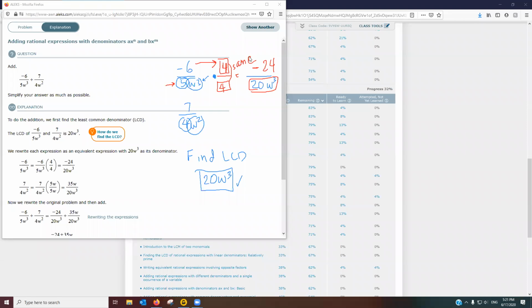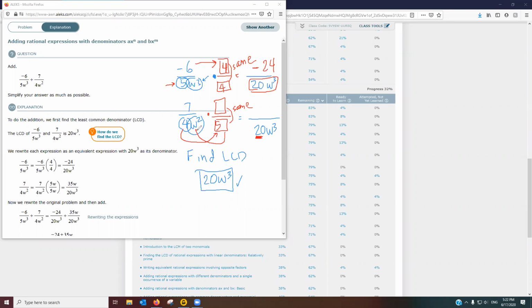All right, I'm going to do the same thing for this other fraction. I want to end up with this denominator 20w to the 3. So I'm going to multiply this by some quantity over itself. Remember, these two boxes have to be the same. All right, well, let me look at the bottom. 4 times what number will get me this denominator 20? Well, that's a 5.